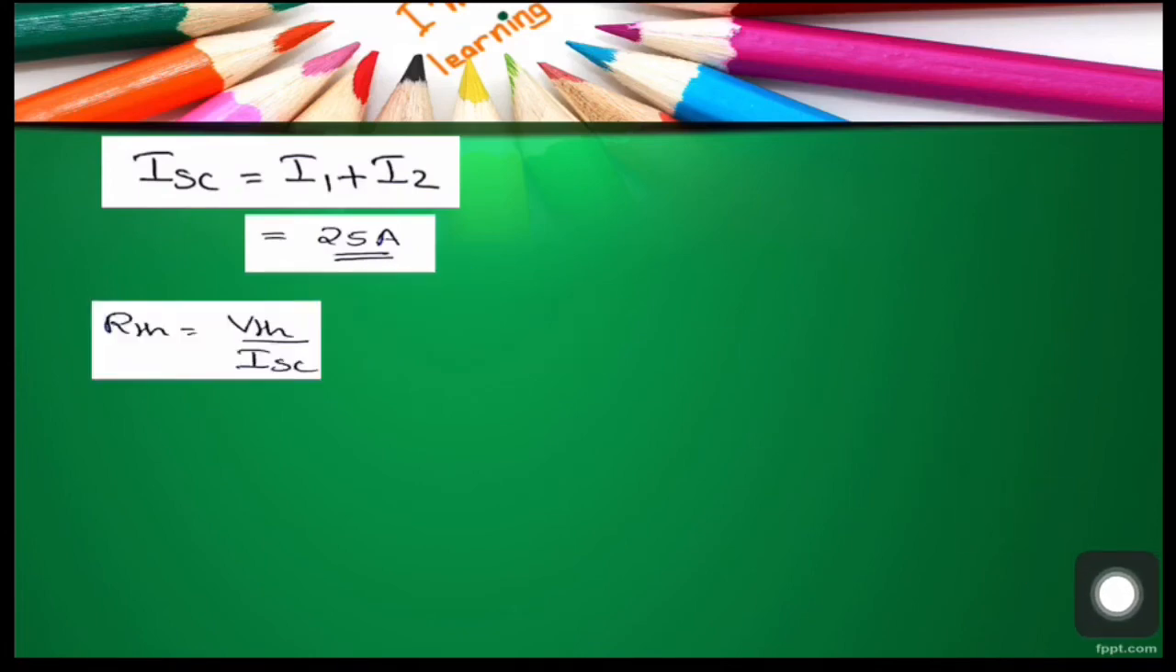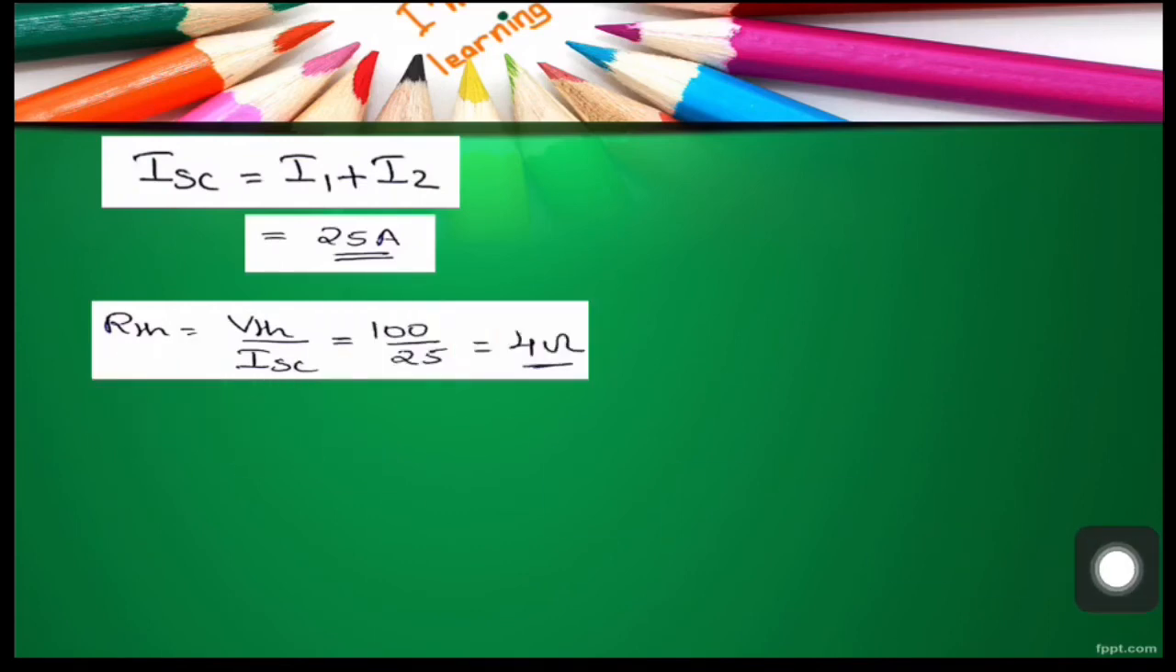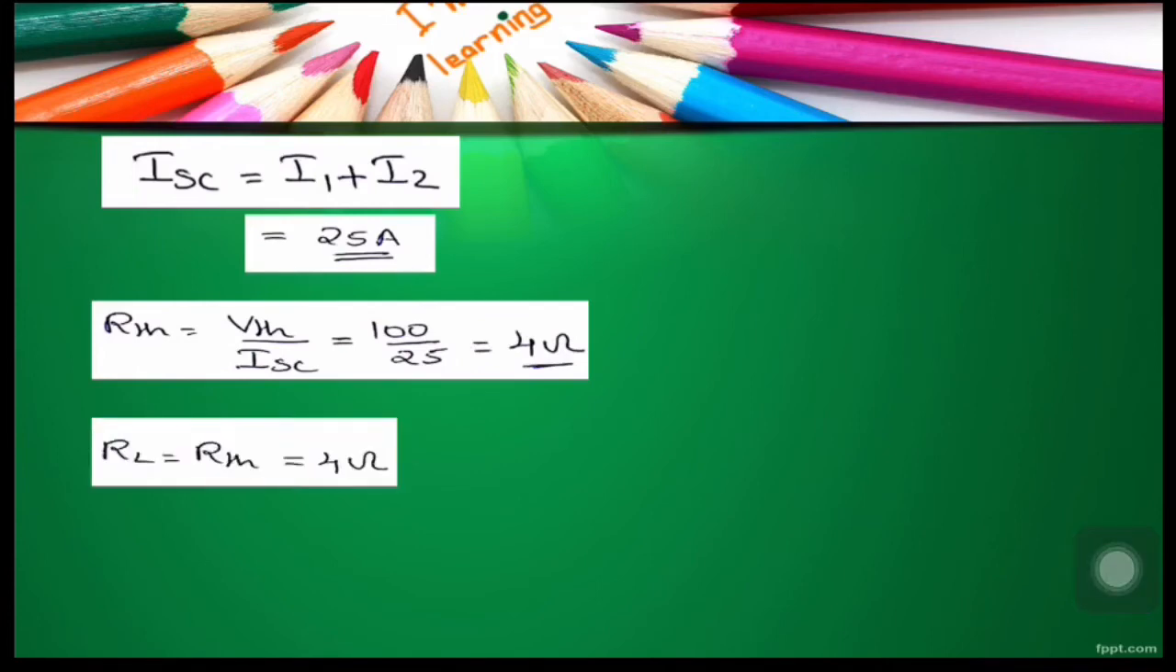Then by substituting these two values, Vth and Isc, in the expression of Rth, we get RTH is equal to 4 ohm. For maximum power transfer, RL should be equal to RTH. So we get RL is equal to 4 ohm. Thus our answer is option C.